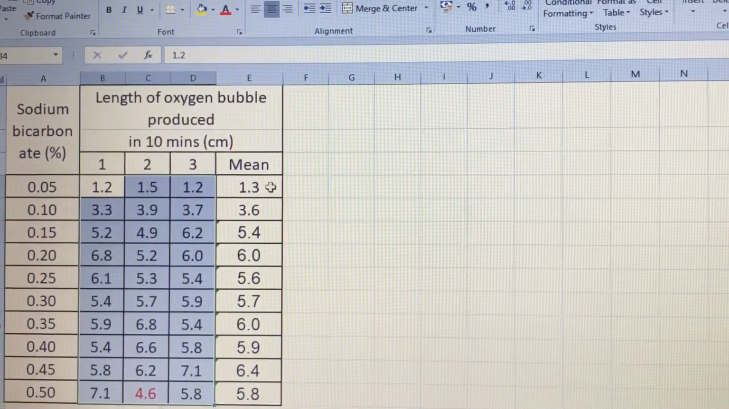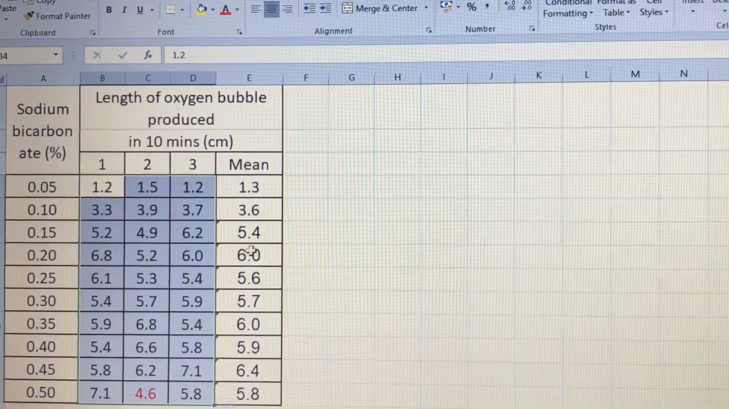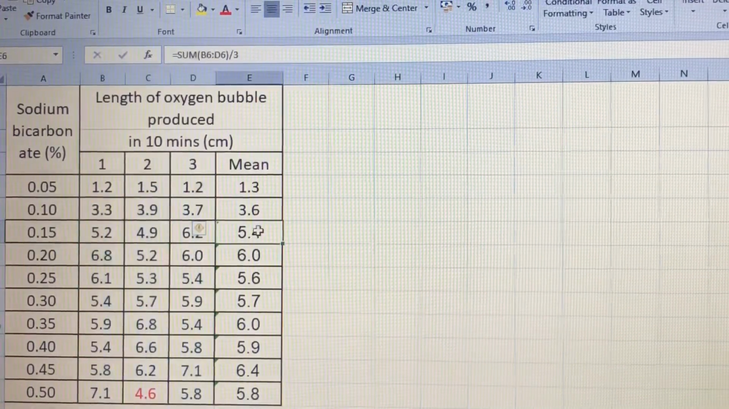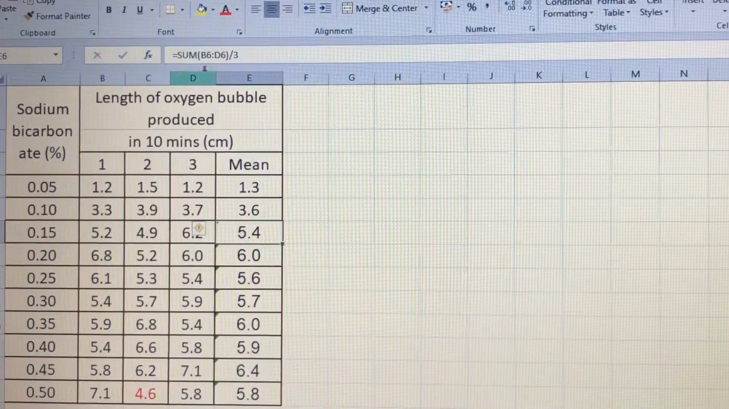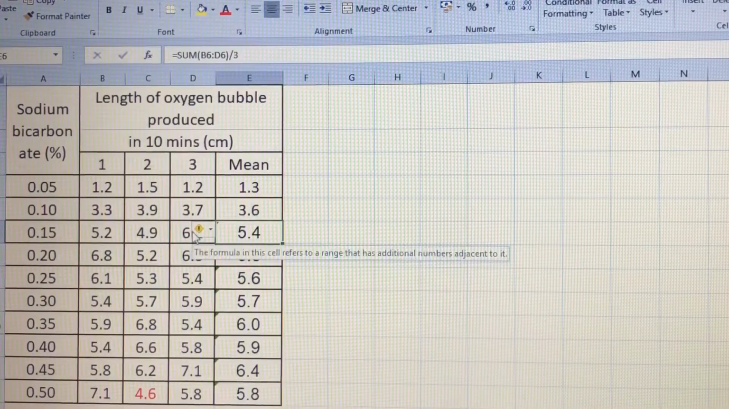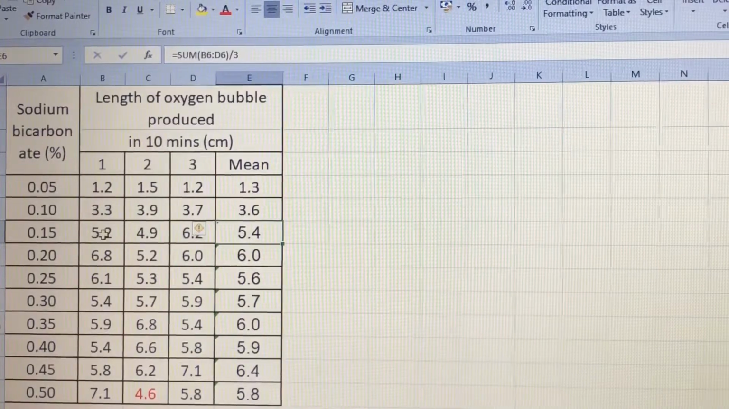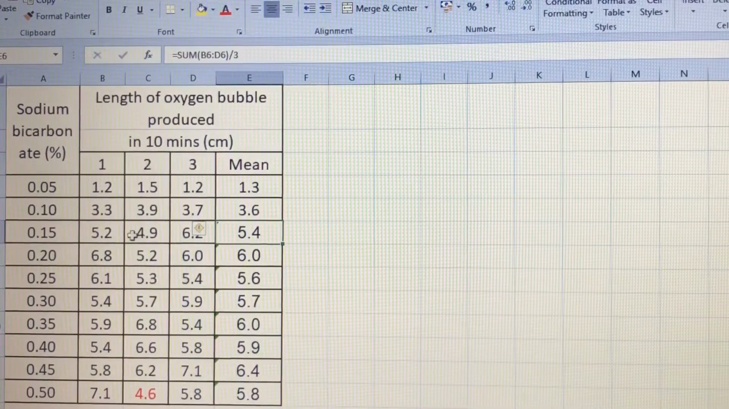I've calculated the 2 means here using my calculator, and the rest of them I use that formula that I used last time. So you can see up here, equals sum, open bracket, B6, which is this cell here, colon to D6, which is this cell here, and then close brackets and divide by 3 because I've got 3 results, so I divide by 3.